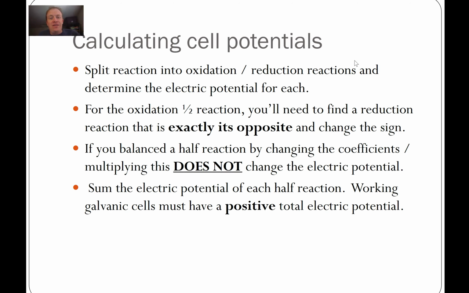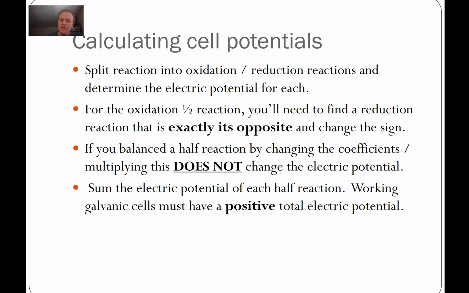So, how do we go about calculating cell potentials? Like I said, it's pretty easy as long as you keep a couple of key things in mind. You're going to split the overall reaction for the galvanic cell into oxidation and reduction half reactions and determine the electric potential of each. You can find the reduction half reaction right on the sheet, hopefully. To find the oxidation half reaction, you'll need to find a reduction reaction that is exactly its opposite. Be very careful. Make sure that all the charges and everything are the same, because that makes a huge difference. So make sure the thing that you're seeing is exactly the opposite. Same thing for the reduction reaction. Make sure that that's exactly correct.